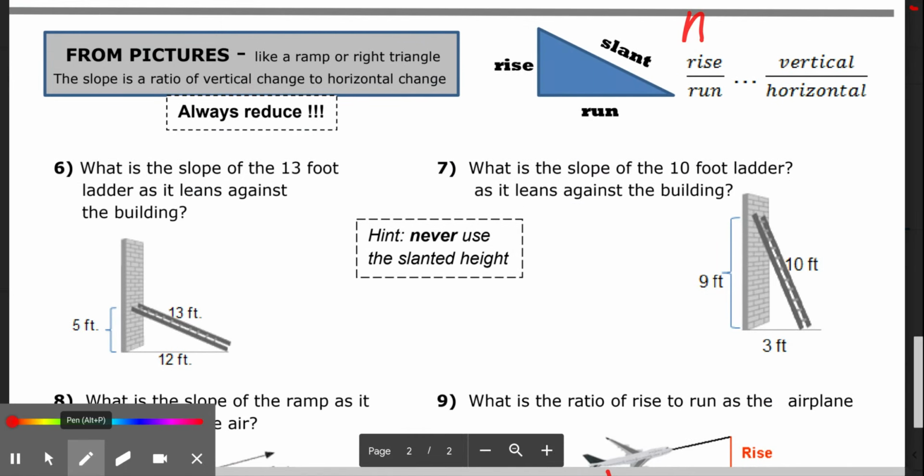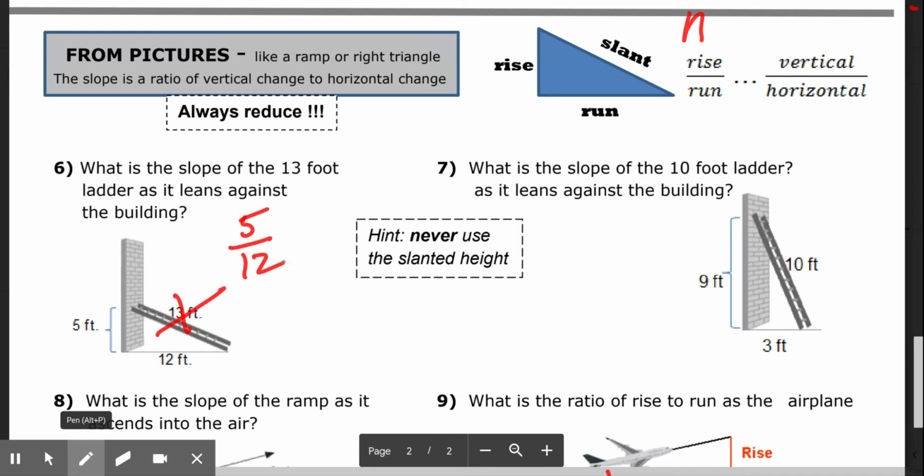What is the slope of the 13-foot ladder as it leans against the building? All right, remember slope is rise over run. So we're never ever going to use this slant. So it would be 5 over 12.